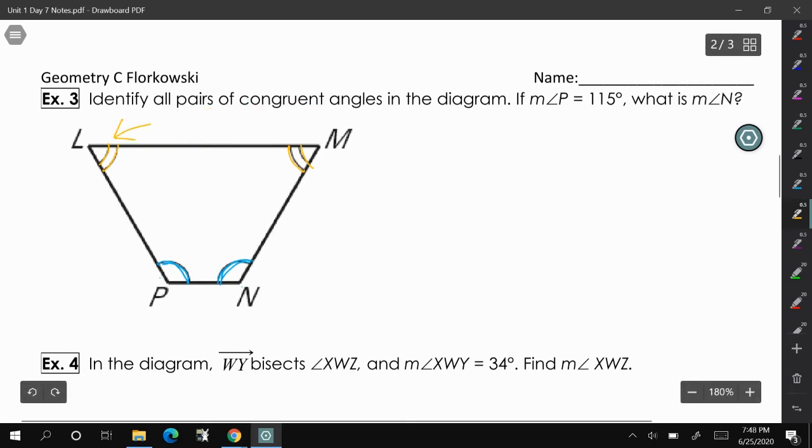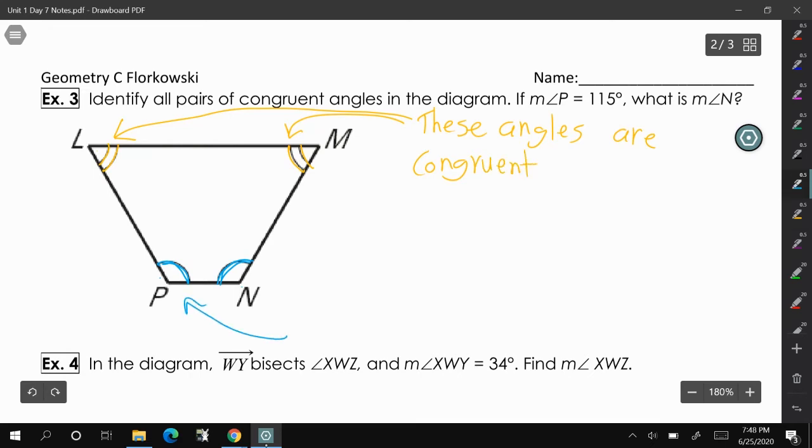Let's draw that better. So these angles are congruent. And that means these angles are congruent.